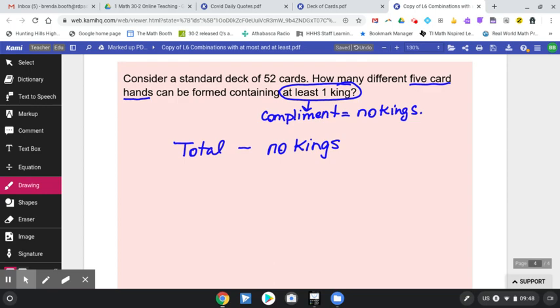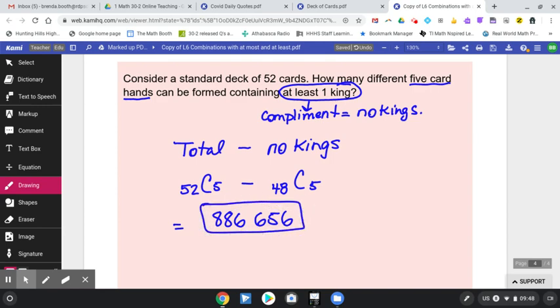So let's go. Our total is 52 cards, choose 5. That gives us every possible combination of 5 with no restrictions. Now I'm going to subtract out the ones that have no kings. There are 48 non-kings available, and we want to choose 5. And I end up with 886,656 5-card hands that have at least one king. So really watch for that "at least one."